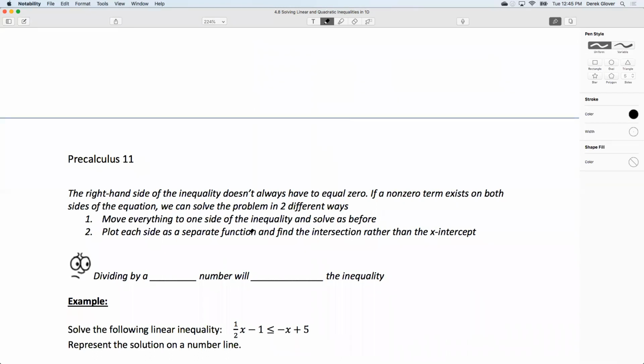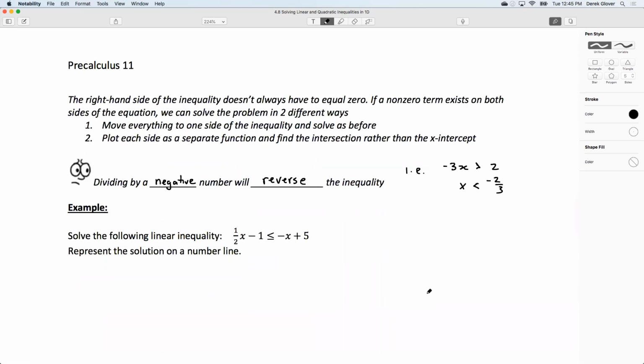I'm going to give you a word of advice, though, or caution. If you are going to divide by a negative number, then you're going to flip the inequality, or you're going to reverse the inequality. So an example of this would be if you had something like minus 3x is greater than 2. If you divide by minus 3, x now becomes less than minus 2/3. So because we divided by the negative, we had to flip the inequality around. It's probably not going to come up a lot, but it is something to be aware of.